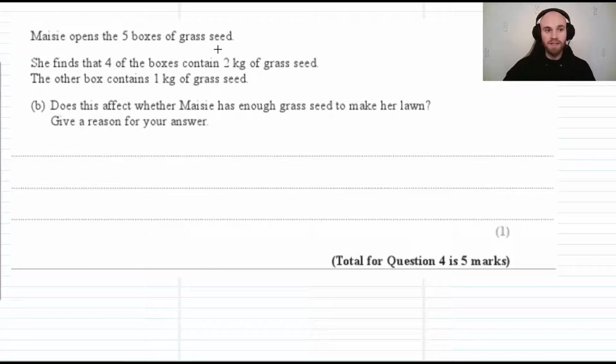Maisie opens 5 boxes of grass seed. She finds that 4 of the boxes contain 2 kilograms of grass seed. The other box contains 1 kilogram of grass seed. Part B. Does this affect whether Maisie has enough grass seed to make her lawn? Give a reason for your answer.